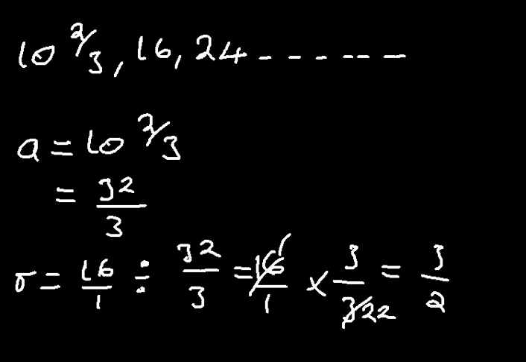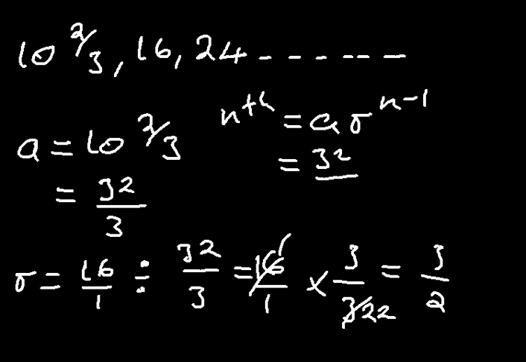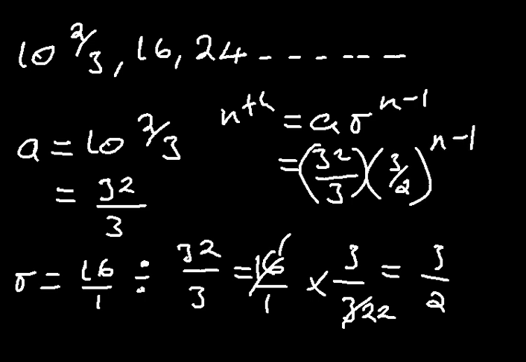And now what will be the nth term formula for that case? The nth term formula for a geometric progression, we'll have it as AR to the power n minus 1. So in this case, the nth term formula will be, what is the first term? We have it as 32 over 3. And what is the common ratio? We have it as 3 over 2 to the power n minus 1.